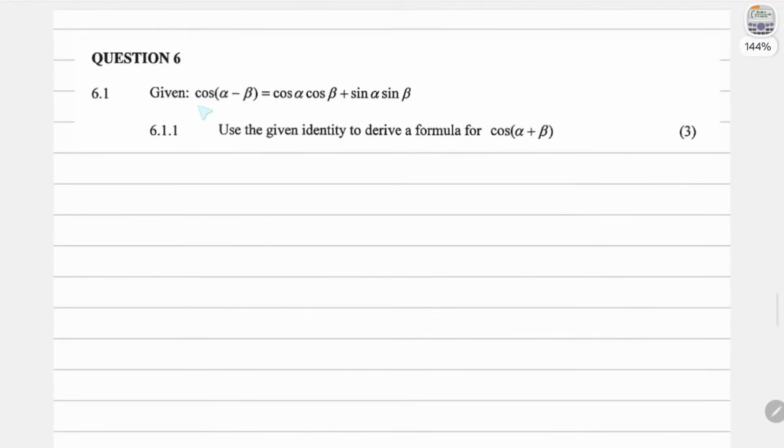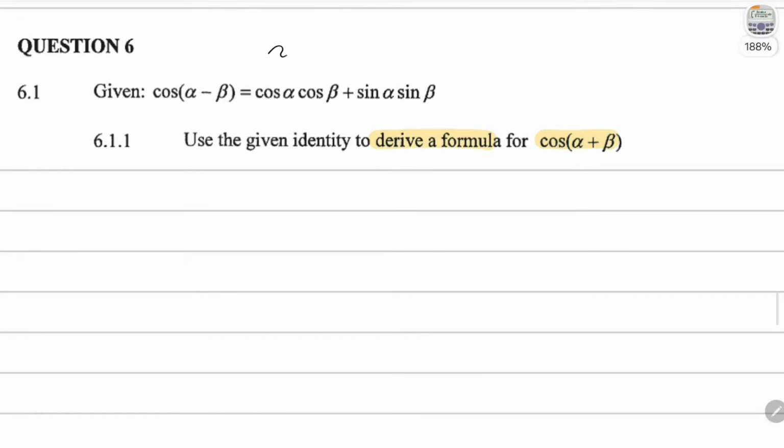Question 6, 6.1 says, given cos alpha minus beta is equal to cos alpha cos beta plus sine alpha sine beta, we need to use the given identity to derive a formula for cos alpha plus beta. So use the rule that is used here to derive a formula for this. So we are trying to derive a formula for cos alpha plus beta, but using this rule. Now notice that with this rule, we have cos alpha minus beta, but here we have cos alpha plus beta.